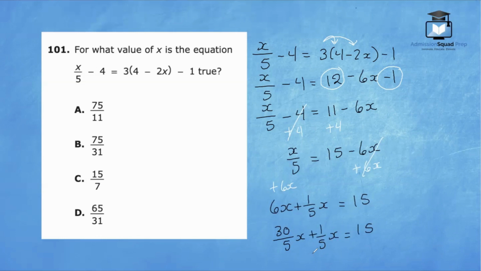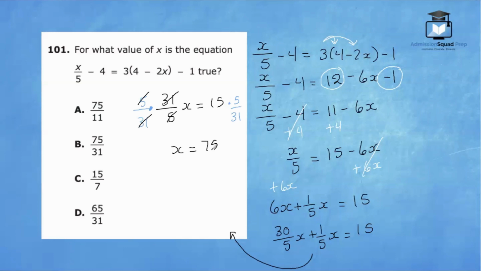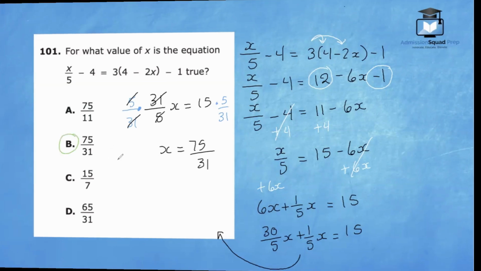Since we're running out of space, I will continue our solution over here. Our new equation is 31 over 5x equals 15. When we have a fractional coefficient, we're going to multiply both sides by the reciprocal. That means we're going to multiply both the left-hand side and the right-hand side by 5 over 31. We can cancel out the 5 with the 5, and we can cancel out 31 with 31, and we're left with x equals 75 over 31. So the correct answer is choice B.